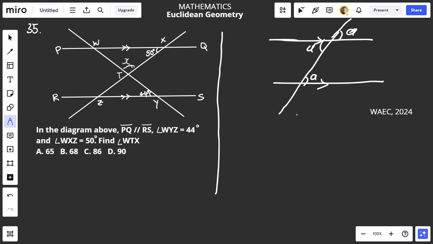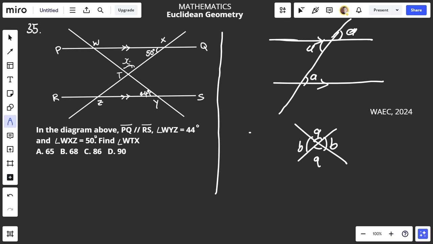Then next theory, vertically opposite angles. So if you have two lines that cut themselves, if here is A, here will also be A. If here is B, here will also be B. So vertically, A is opposite to this downside, so they are the same. B is opposite to this side, so they are the same. So we are going to make use of those two theorems in Euclidean geometry to answer this question.